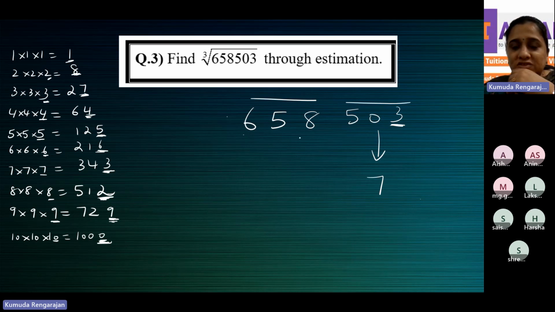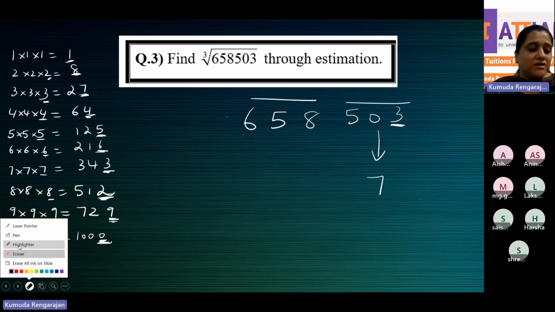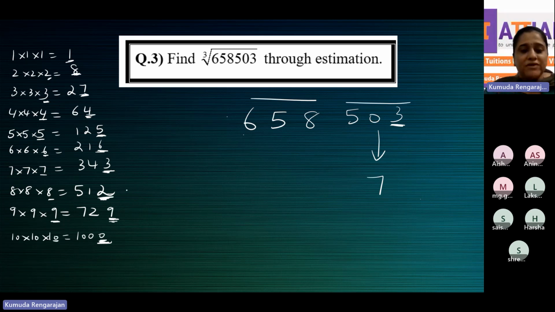Now this 658, just the last digit. We are just grouping in threes. Let me finish, then you can ask me. Okay, and then 658. Between which two numbers does 658 lie? It lies between 512 and 729.